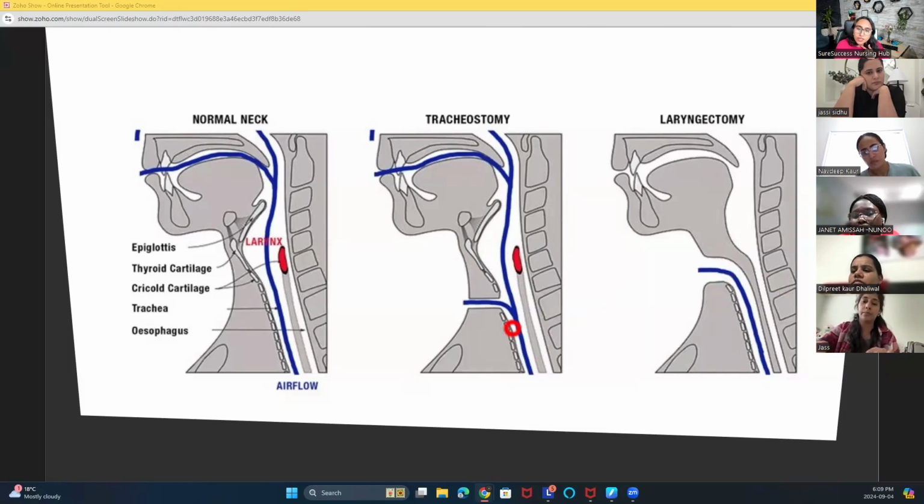Now, tell me, is there any pathway that the patient is breathing out or breathing in through their nose? Is there anything? No. There is absolutely no link of your nose and mouth in the laryngectomy. In a tracheostomy, you can still breathe in and out through your mouth and nose, and your larynx can be vibrated. But here there is absolutely no connection.